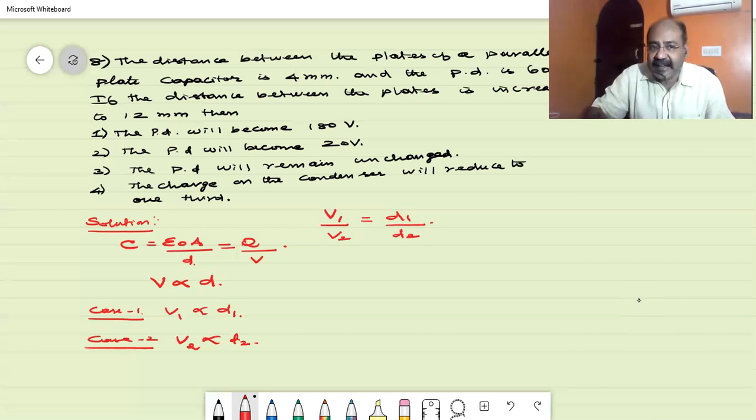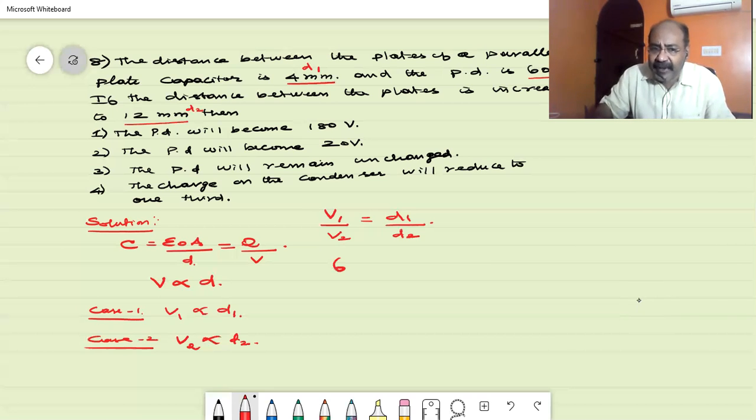See, what is the potential V1? It was given. See, in the case 1, the distance is 4 millimeter. This one, I can write it out as D1 and the potential difference, this one, I can consider it as V1. And this 12 millimeter, I can take it out as D2. So on substituting, I can get the answer.